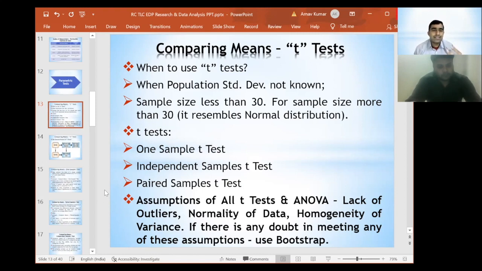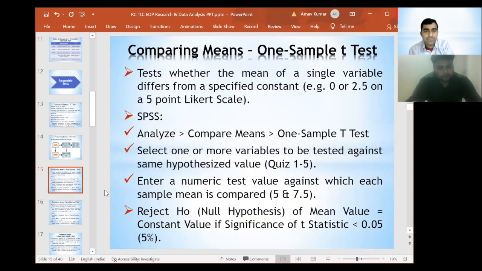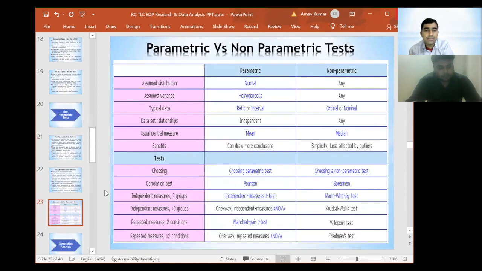And then what are the tests? What are the parametric tests that are available? The parametric tests that are available are the one sample t-test, independent samples t-test, and paired samples t-test, and we also have their non-parametric versions. The non-parametric versions I have provided here in the PPT. So we have the Mann-Whitney test, the Kruskal-Wallis test, and the Wilcoxon test. These are the non-parametric substitutes of the one sample, paired sample, and independent samples t-tests.